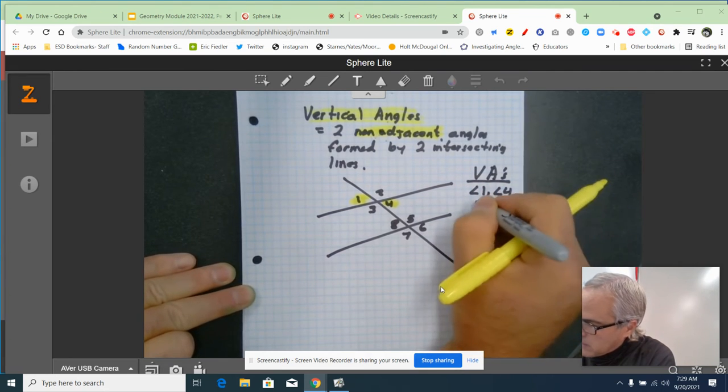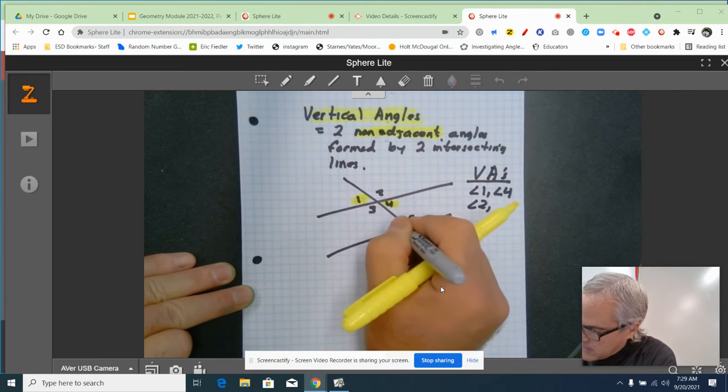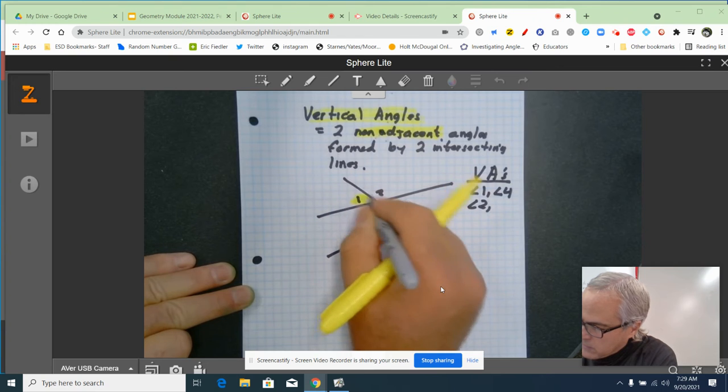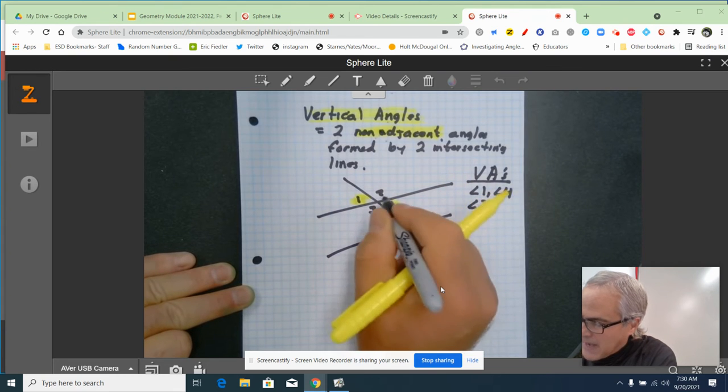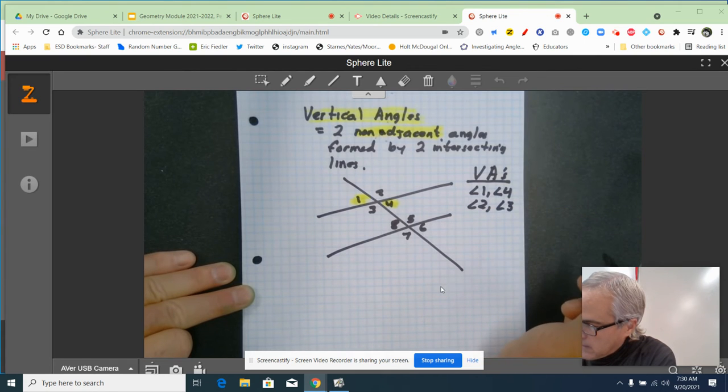Well, let's go back and take a look at angle 2. This one right here. Angle 2 is formed by this line and this line. Do those two lines form another angle that's not adjacent to angle 2? Angle 3 would have to be the answer.